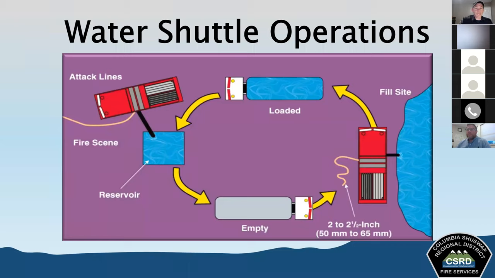The number of tenders you're going to need depends on a few different things. The distance between the fill site and the fire scene. If it's a longer trip, it's going to be a longer time for you to get that water. So having multiple tenders allows you to have continuous operation and continuous supply coming from the source. The time it takes to dump and refill could be slowed by issues with drafting. It could be a long distance to go. It could be that the water source you're trying to pump from just doesn't have enough of it.